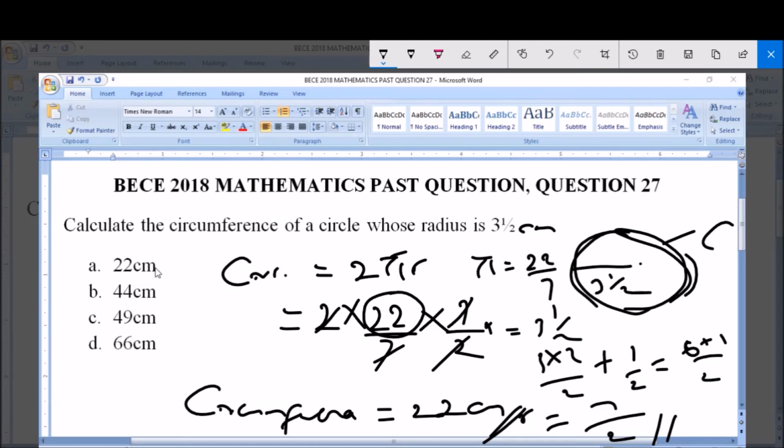Now from the options given here, option A corresponds to our answer, which is what? 22 centimeter. The rest are wrong. So our correct answer to this question is 22 cm. Remember, the formula is 2 pi r, and you can see how we apply the formula.